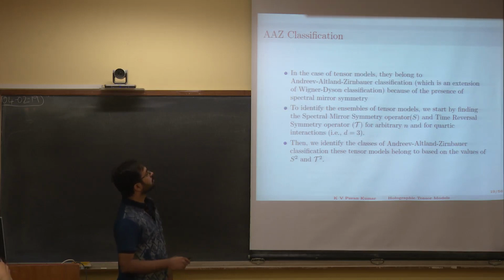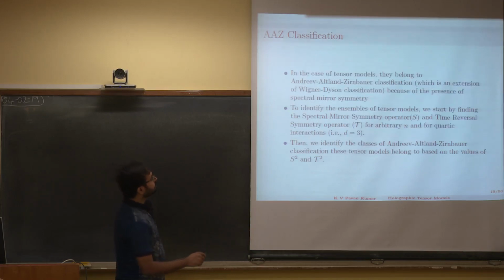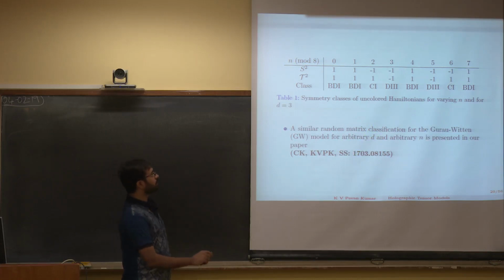So in the case of tensor models, they belong to a larger class, which is the Altland-Zirnbauer classification. This is an extension of the Wigner-Dyson classification, because there is an extra symmetry in the problem, which is a spectral mirror symmetry. Also, to identify the ensembles of tensor models, we find this S and time reversal operator T, and the ensembles can be classified using the values of S squared and T squared. This can be done for arbitrary n and for quartic interactions in the case of uncolored models. And the same thing can be done for arbitrary interaction and arbitrary n for the case of the Gurau-Witten model.